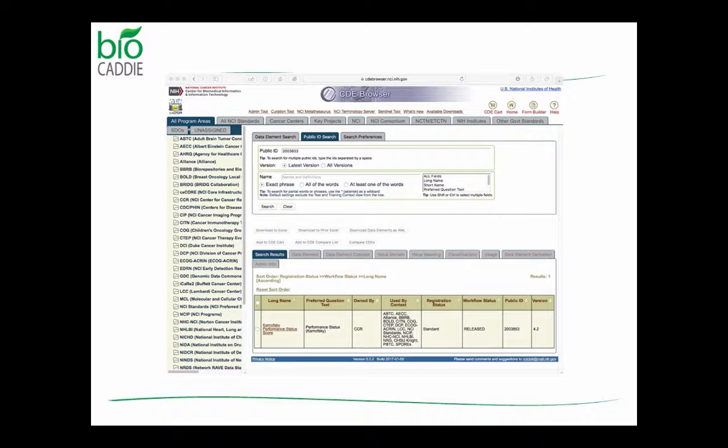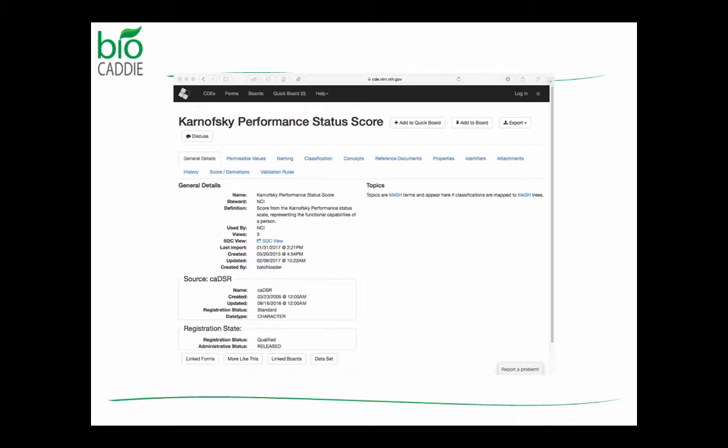So if we were to follow one of those, and in this case it's something called the Karnofsky Performance Score, and this is in that CADSR CDE repository. I'm not going to go into all the functionality that CADSR offers, but there's rich information about that measure in there. The Karnofsky Performance Status Score is also present because it's been imported into the NLM CDE repository from CADSR.